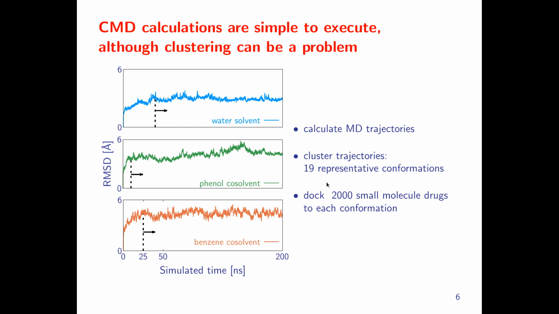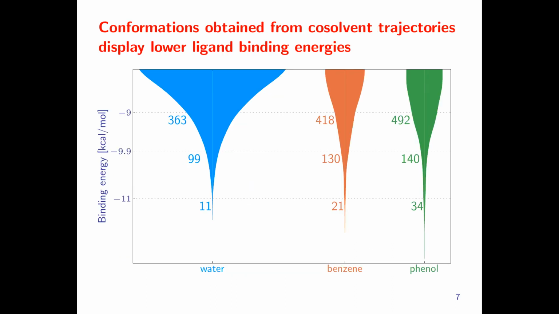And using this as our protein ensemble, we performed docking calculations to all of them with a library of about 2,000 small molecule drugs. The first statistical results of these docking calculations are shown here. Here, the binding energy distributions are separated according to the MD trajectory from which the protein conformation was obtained. It can be seen that the conformations coming from the cosolvent trajectories offer significantly lower binding energies, with the red and the green distributions reaching much lower.